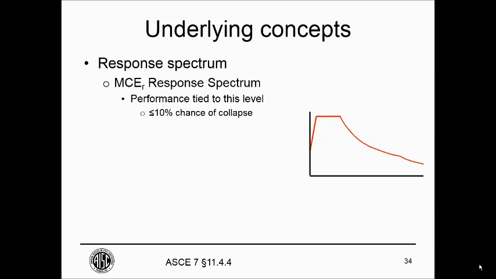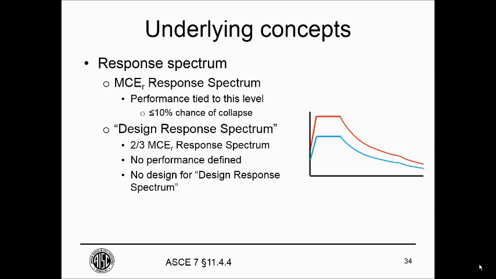Here is the MC sub R response spectrum. As I said, the underlying concept is that we expect our building to have no more than a 10% chance of collapse if this level of shaking occurs. Then we multiply that by 2/3. We don't have an explicit expectation of performance at this 2/3 of MC response. We don't actually design any member for forces that correspond to this so-called design response spectrum.